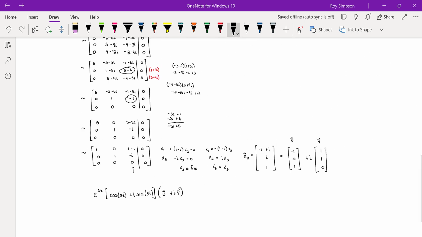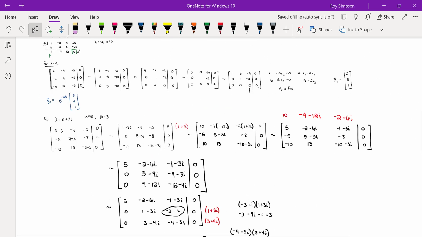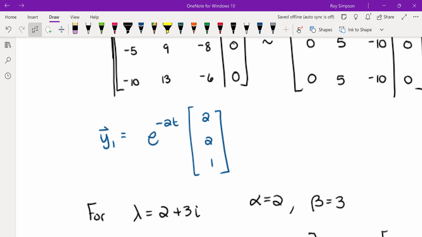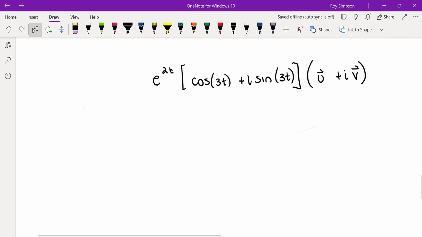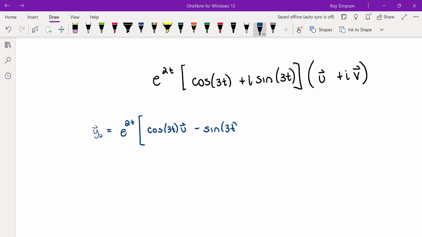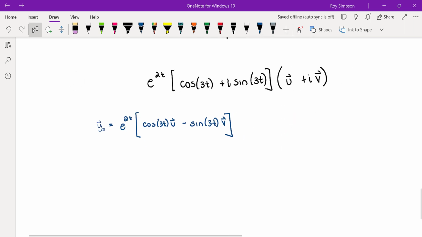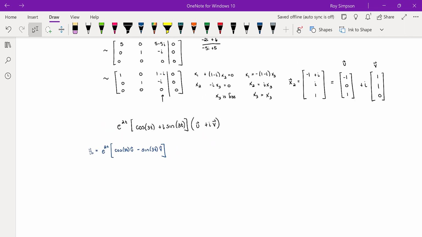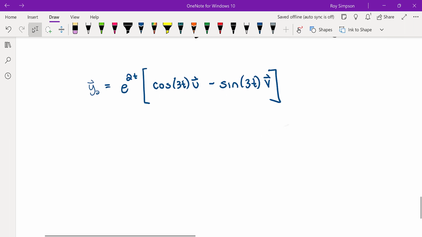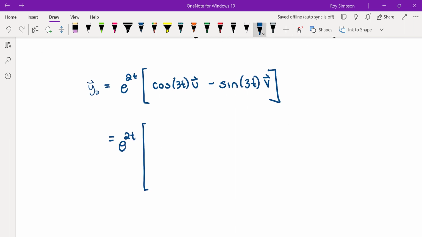Just as an aside, we've already labeled one of our solutions y sub 1. So these will be labeled y sub 2 and y sub 3. All right, so there is our real part. U again was -1, 0, 1. V was 1, 1, 0. So let me just go ahead and use those here. Again, U was -1, 0, 1. And V was 1, 1, 0.